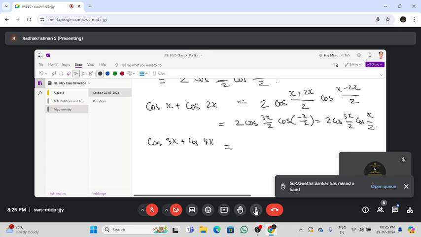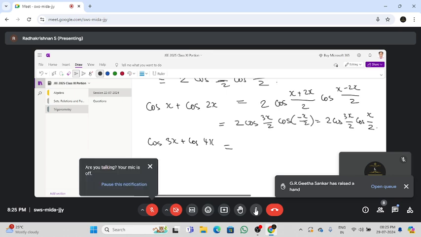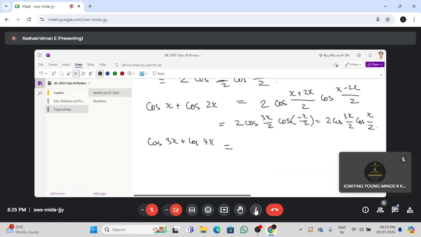Yes, Geeta? The second, please. 2 cos 7x by 2 cos x by 2. Okay, you have done it. Very good. Let the others also do. Varshini or Rajay? Okay. Lakshya?